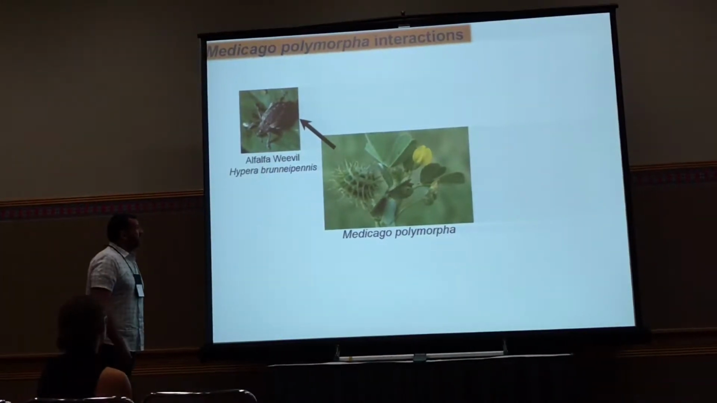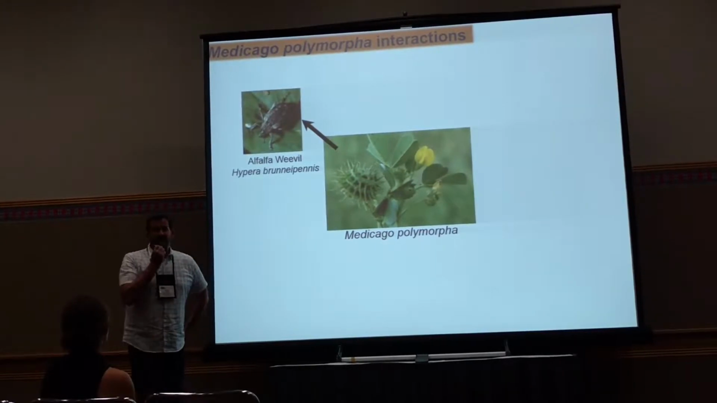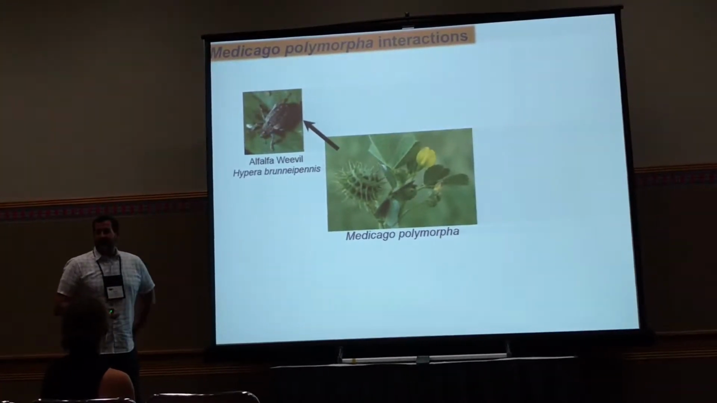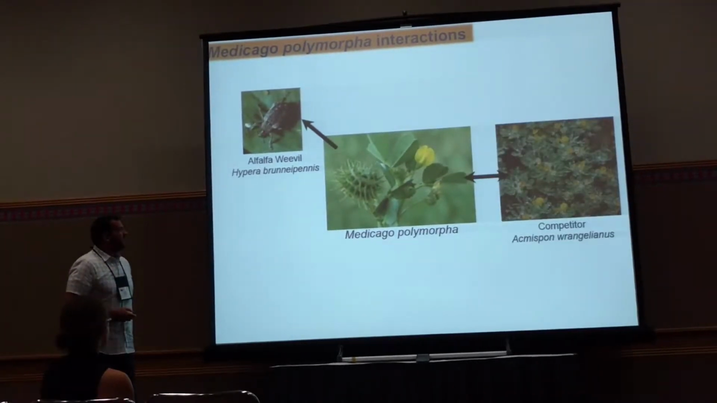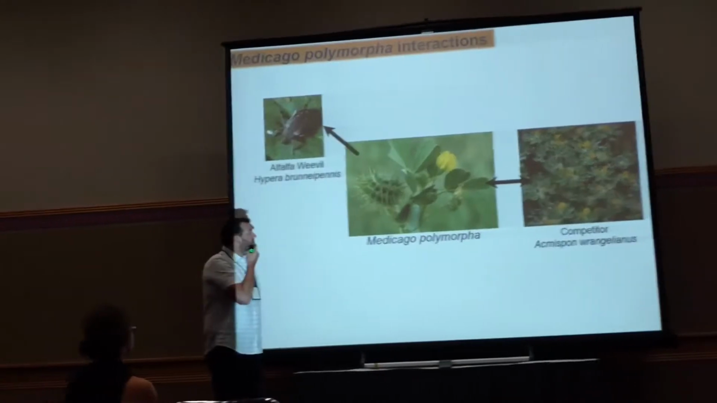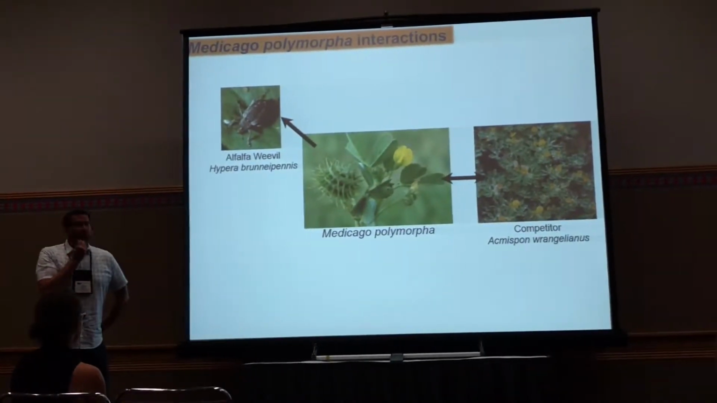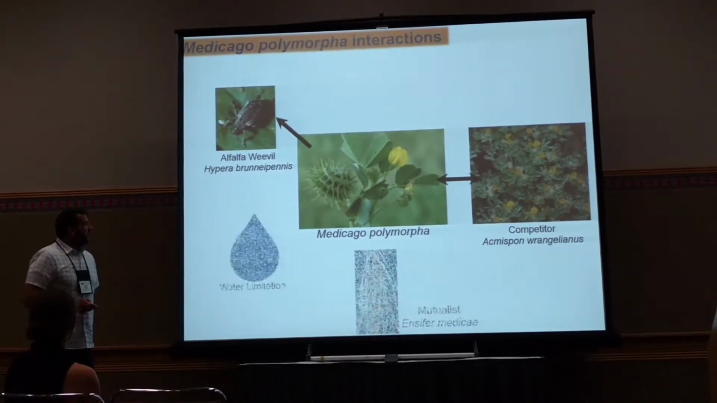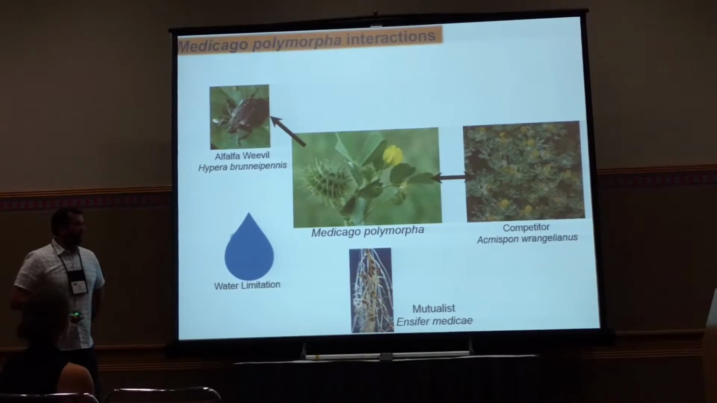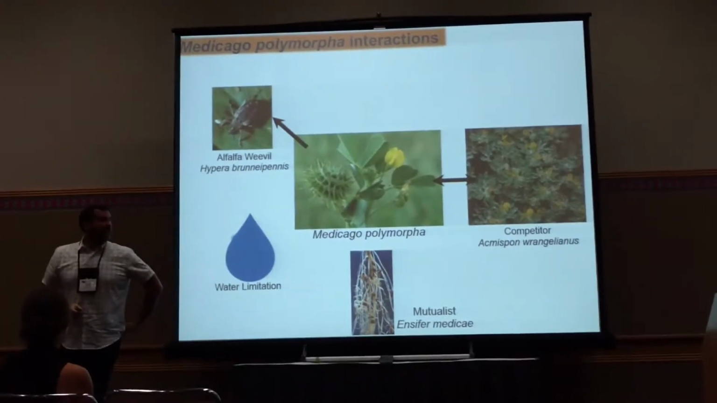So Medicago, in its invasive range, at least in much of its invasive range, interacts with a lot of these other species. So it experiences herbivory by these alfalfa weevils. It competes with other species. In California, where we do a lot of our field work, it competes with another legume, Acmispon, pretty frequently. It also is a legume, and so interacts with rhizobia bacteria in the soil that form these nodules on the roots, and the plant gets nitrogen from those rhizobia.